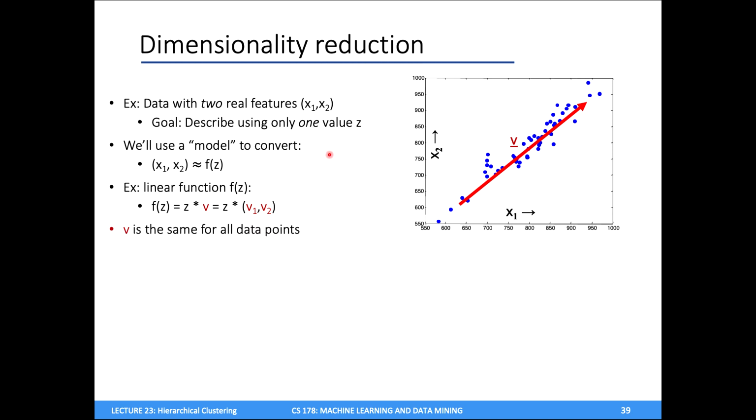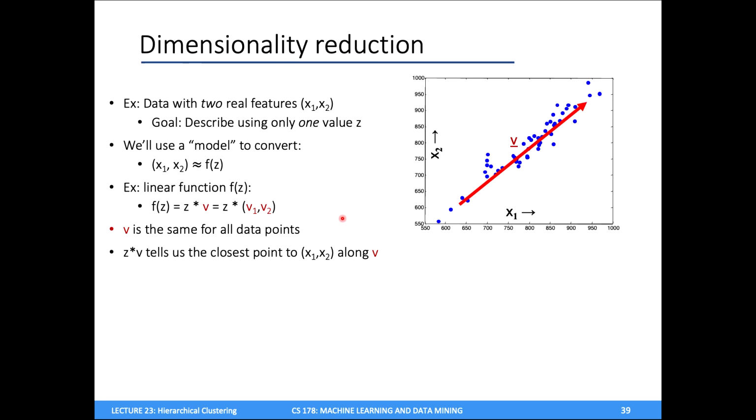And the key here is that v is the same for all data points. So in essence, rather than representing a data point as x1 and x2, I can represent it as this number z, which tells me how far along in the direction v I'm moving. And in some sense, z times v tells us the closest point to an original data point, x1 and x2, along this direction v.